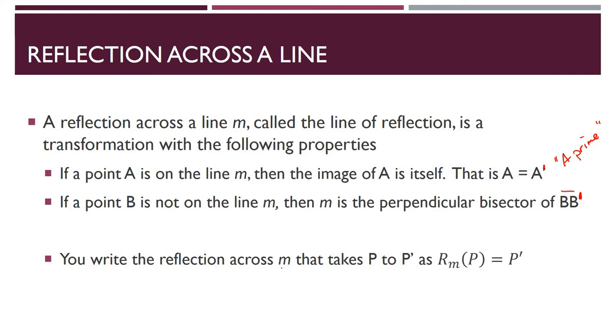When you write a reflection across M that takes P to P prime, we denote it as R sub M, reflection over line M of P is P prime. So that's all our notation. Write it all down, pause if you need to, and then come on back to the next slide. And again, this may not make sense to you yet, but that's okay.